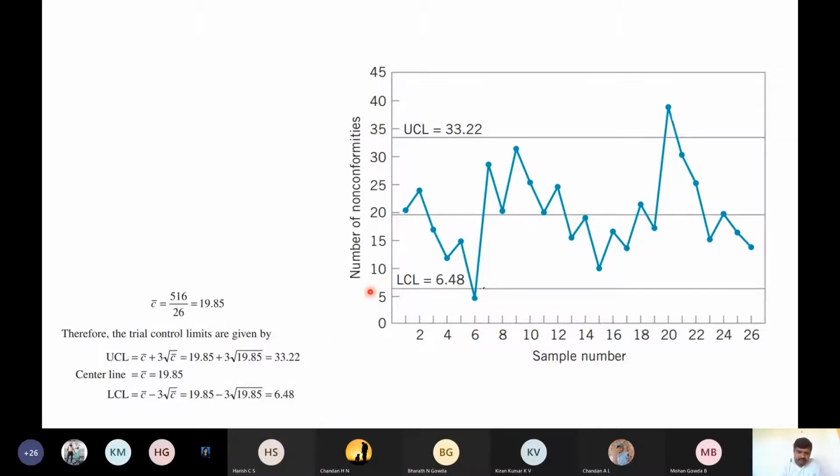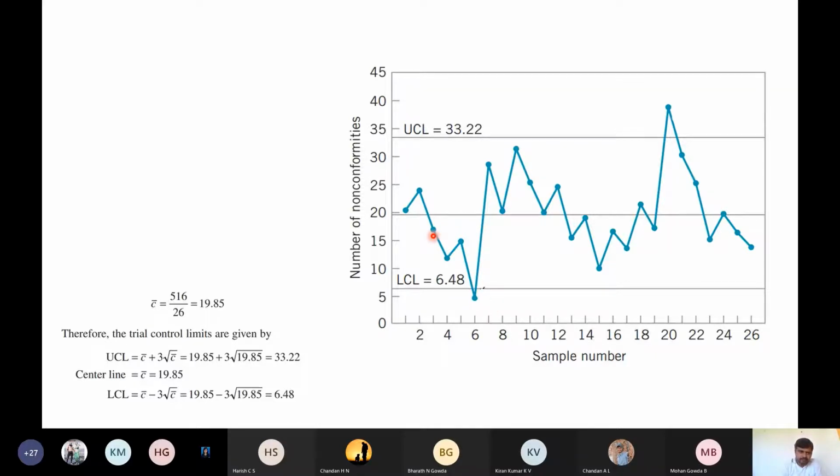Otherwise, in theory, when you are solving a problem theoretically, you can say that because the points for sample 6 and sample 20 are out of the control limit, the process is out of control. Or if the question asks you to revise the control limits, then you have to consider revising them. Okay, so here you have plotted the control chart and 2 points are out of the control limits.